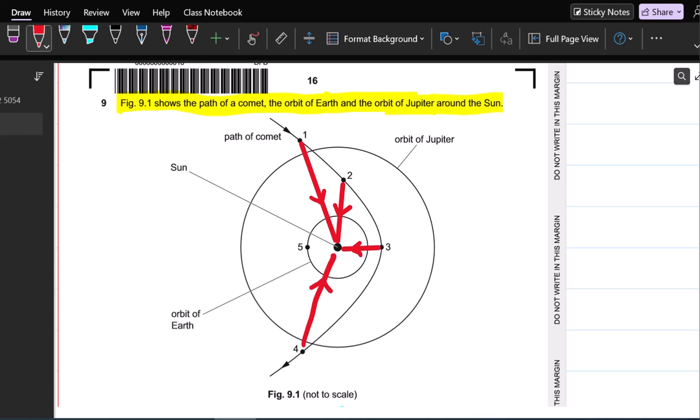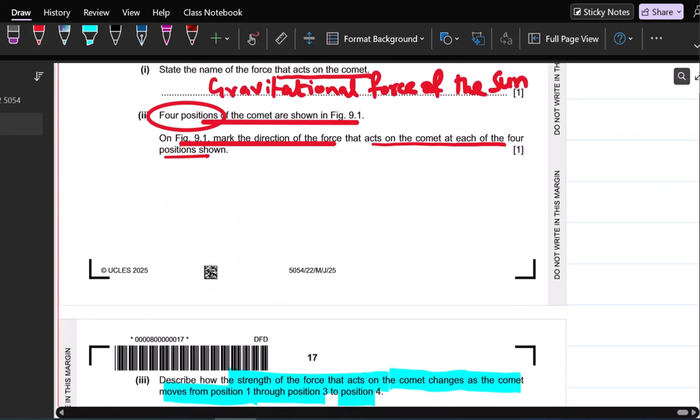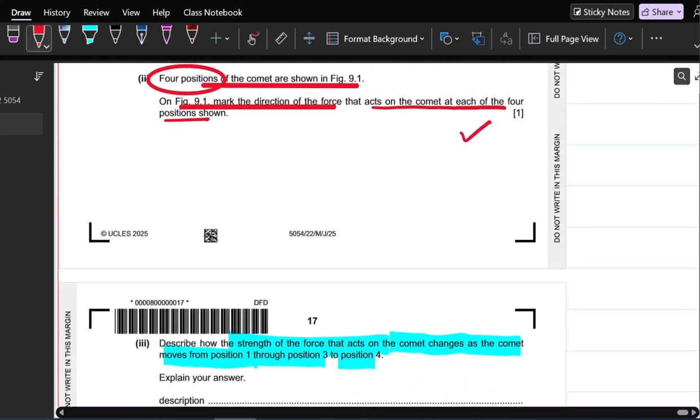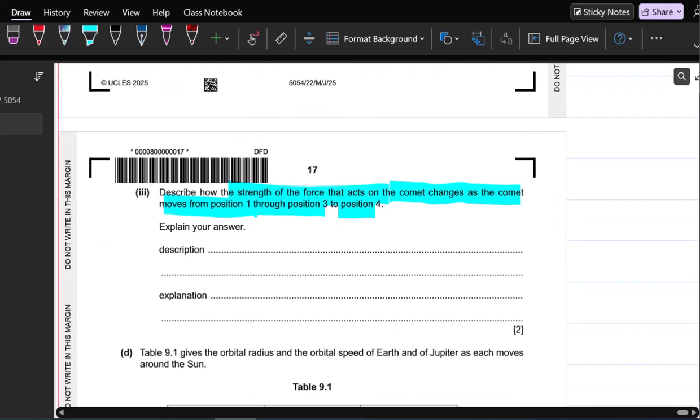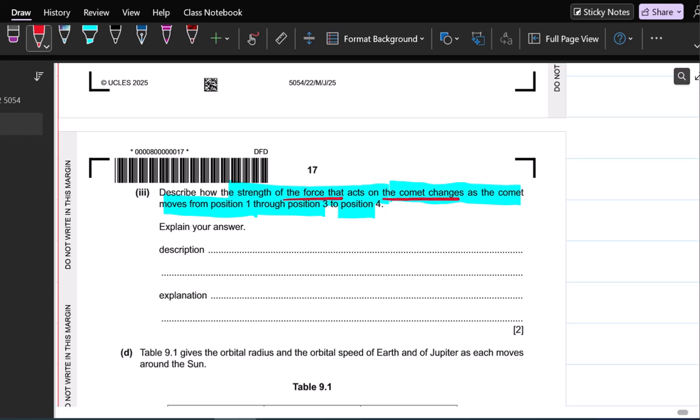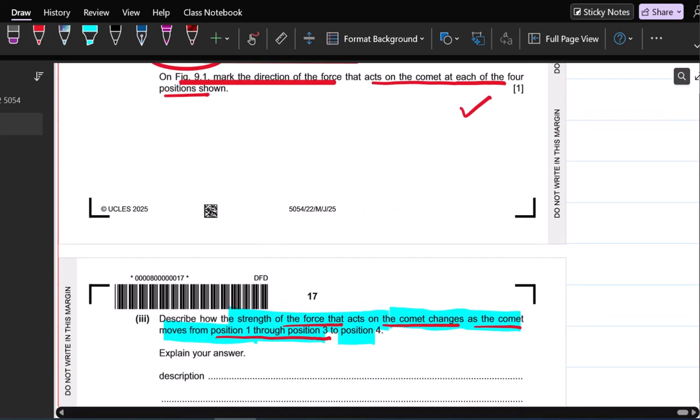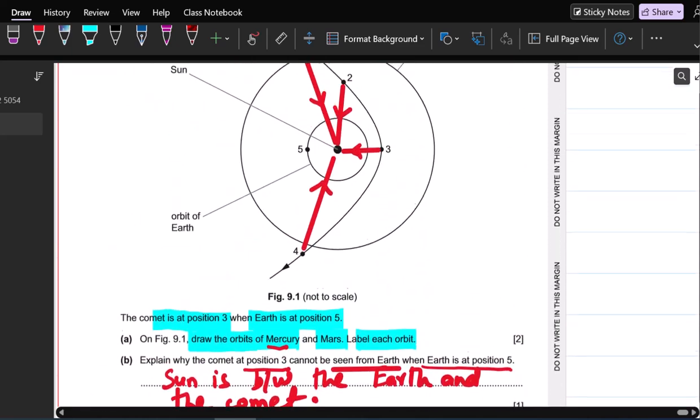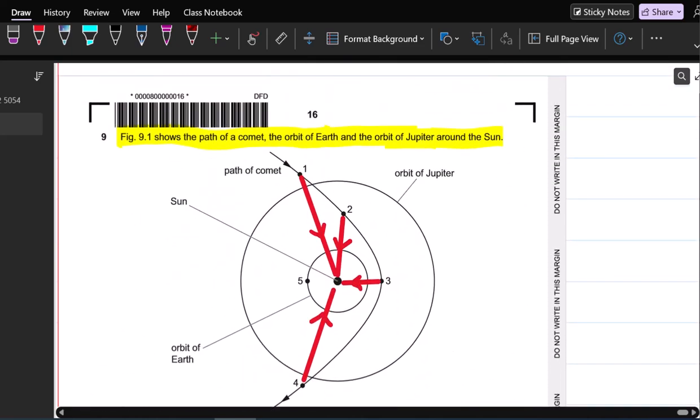So we will be looking at another part. Next is: describe how the strength of the force that acts on the comet changes as the comet moves from position 1 through position 3 and to position 4. So for the strength of the force, we have to talk about gravitational field strength.